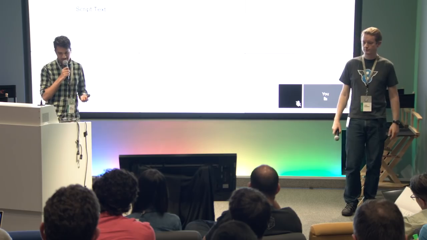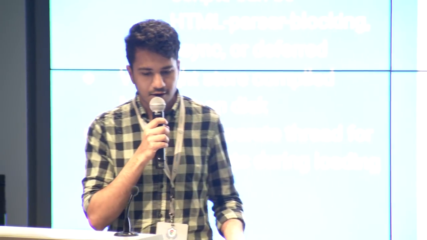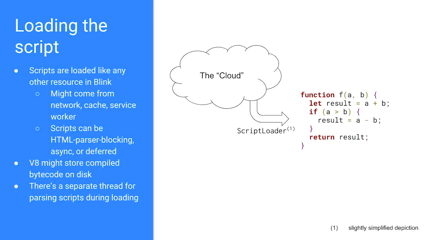So the first step of the execution pipeline is to get the script text. The embedder provides a script text. V8 doesn't know how to download the script. So the embedder, which is Blink, provides a script from either the network, cache, or the service worker. V8 can sometimes also cache the bytecode.